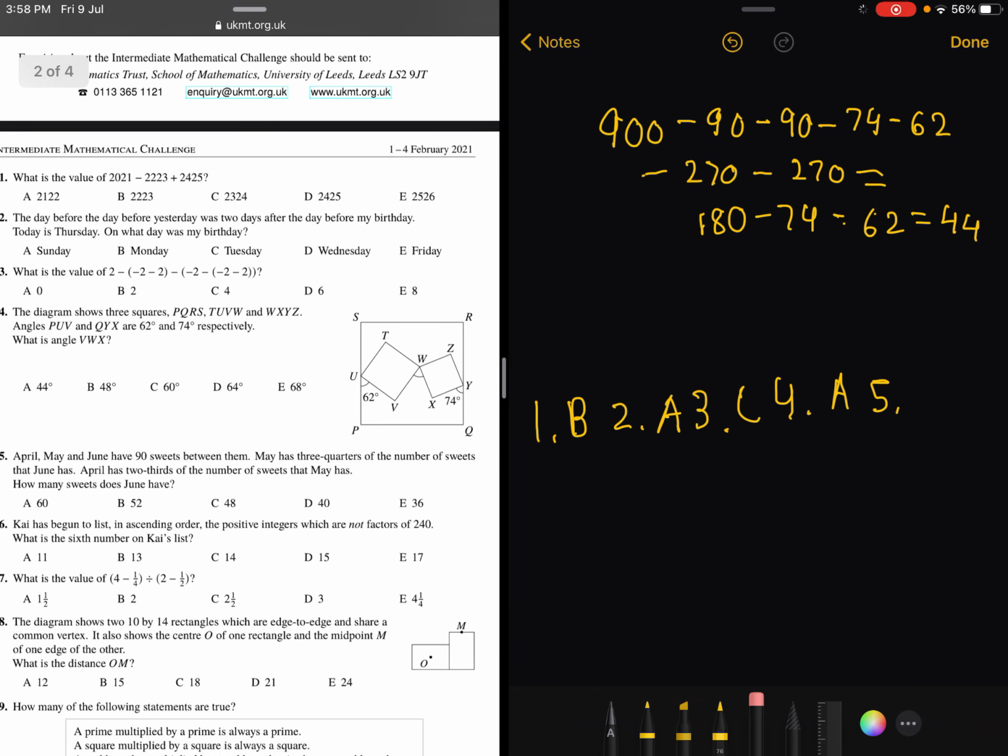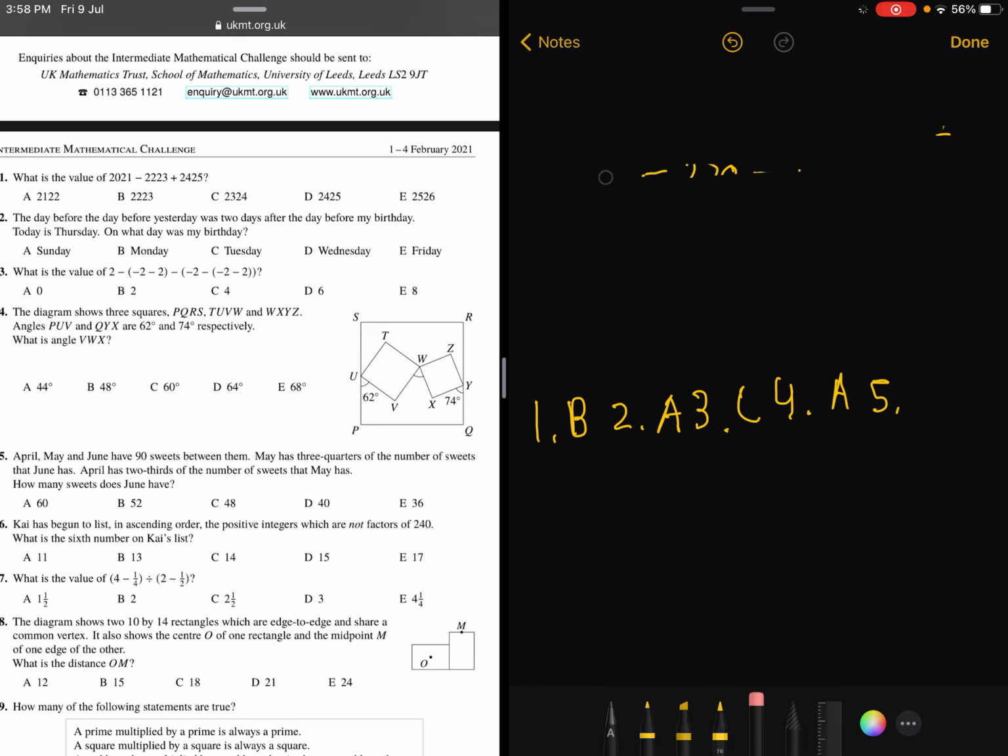Alright, question number 5. Question number 5 is such that 3 people have sweets, and the total number of their sweets is 90, and May has 3/4 the amount of sweets June has, and April has 2/3 the amount of sweets May has. How many sweets does June have?